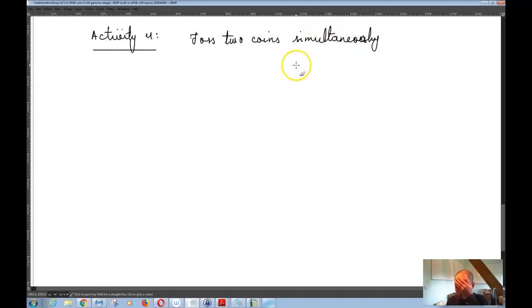So when you toss two coins simultaneously, of course you can observe a number of different things. For example, on the first coin you can have a head or a tail. Say on the second coin you can have a head or a tail, and then you can get all the different combinations of these two, meaning that you can get a head with a head, a head with a tail, a tail with a head, a tail with a tail. So there you would get basically four different combinations.